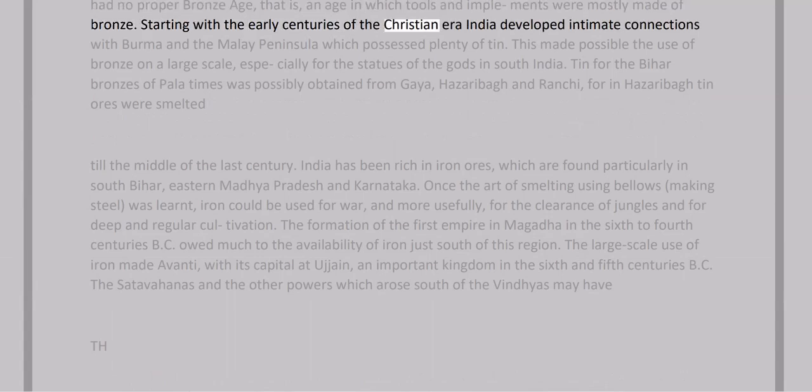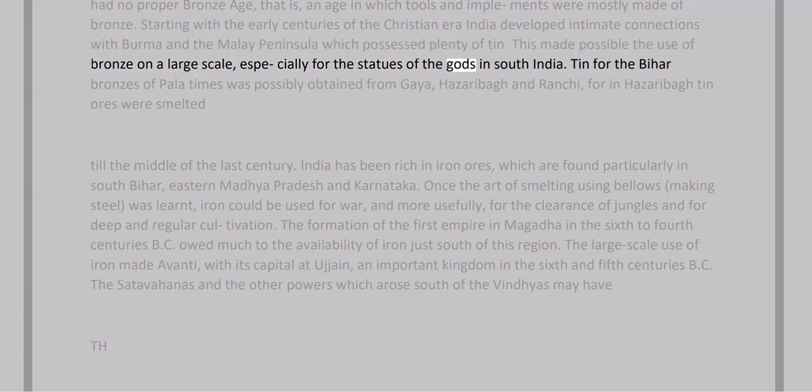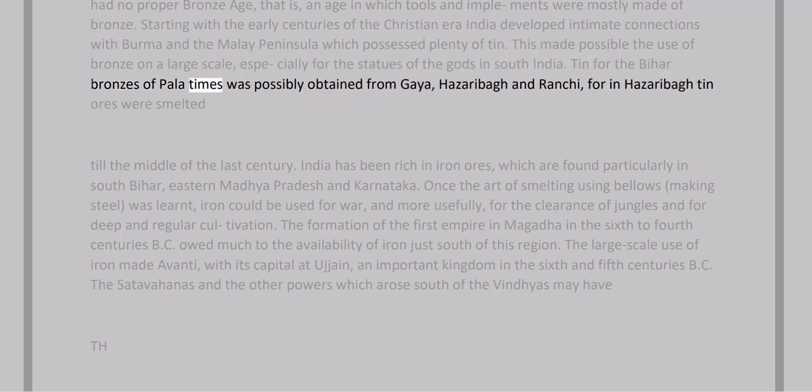Starting with the early centuries of the Christian era, India developed intimate connections with Burma and the Malay Peninsula, which possessed plenty of tin. This made possible the use of bronze on a large scale, especially for the statues of the gods in South India. Tin for the Bihar bronzes of Pala times was possibly obtained from Gaya, Hazaribagh, and Ranchi, for in Hazaribagh tin ores were smelted.